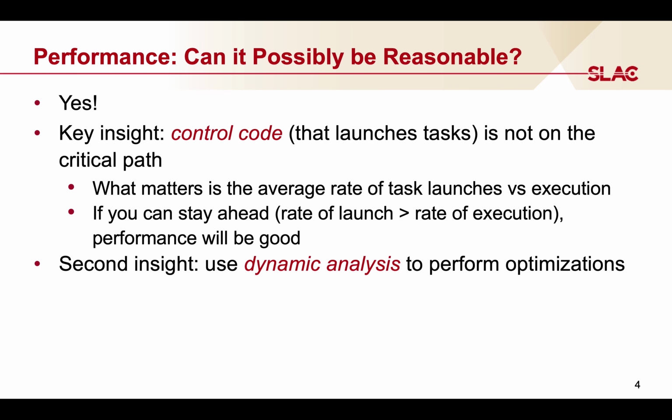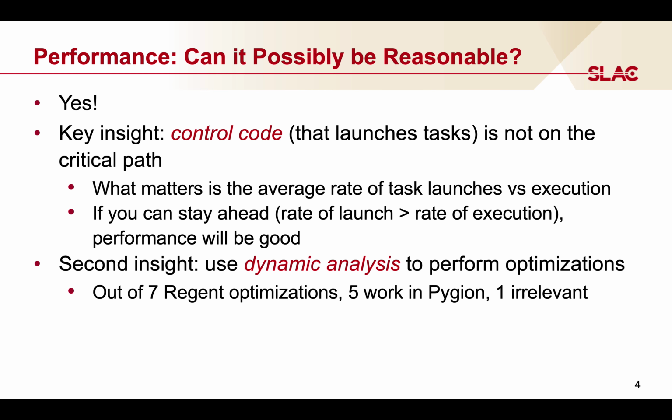The second thing to understand is that there are a variety of optimizations that matter, which we have done in the past with static analysis in the Regent programming language, so we know that these are important. One of the insights that we had when we were doing this work was that we can use dynamic analysis in Python based on the program state to recover these optimizations on the fly. And what we found is that out of 7 optimizations that were originally reported in the Regent paper, 5 of those work with dynamic analysis in our Pygion interface. 1 was made irrelevant by unrelated changes in the runtime, and only 1 optimization was unable to be implemented.